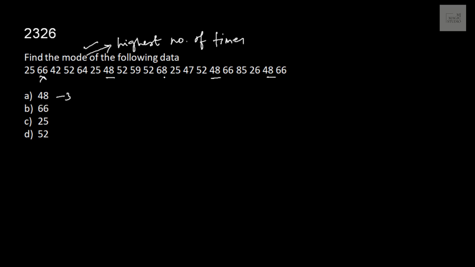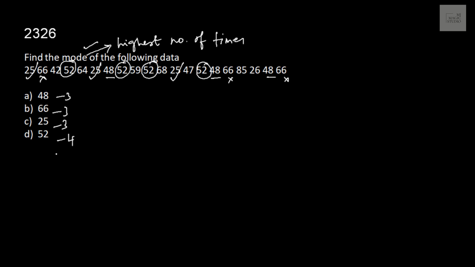66, 1, 2, 3. 3 times. 25, 1, 2, 3 times. Now we are left with 52. 1, 2, 3, 4. It is occurring 4 times. That means 52 is occurring, out of the given options, the maximum number of times.